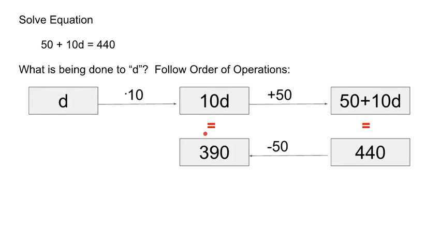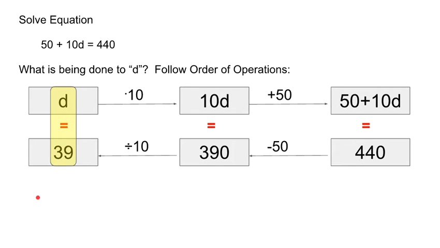And we can go further back. What was done at this step? Well, in order to get 10d, we multiplied d by 10. The inverse of times 10 is divided by 10. So we have 390 right now down here. We're dividing by 10, and we get 39. So that tells us that d equals 39. Great, that's our answer.